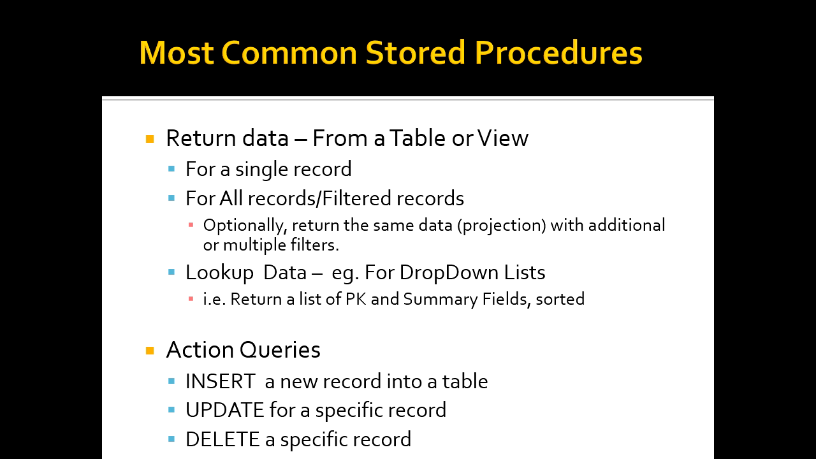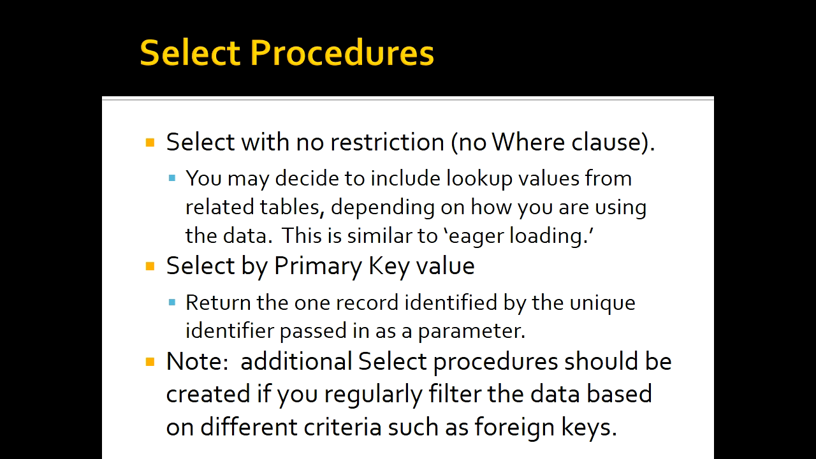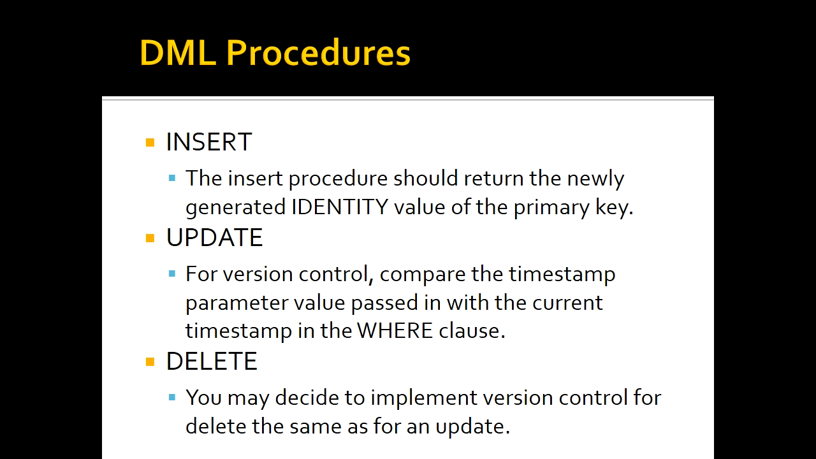Now for the action queries, insert, update, and delete. Notice I'm emphasizing a record. Insert a record, update a record, delete a record. So our standard procedures are usually set up to deal with one record at a time only, right? Okay. So our select with no restriction, no where clause, and select by a primary key value. Those are our two most important selects. And then we might do additional ones for things like foreign keys and so on, and we'll talk about that later on. And then our insert, update, and delete.